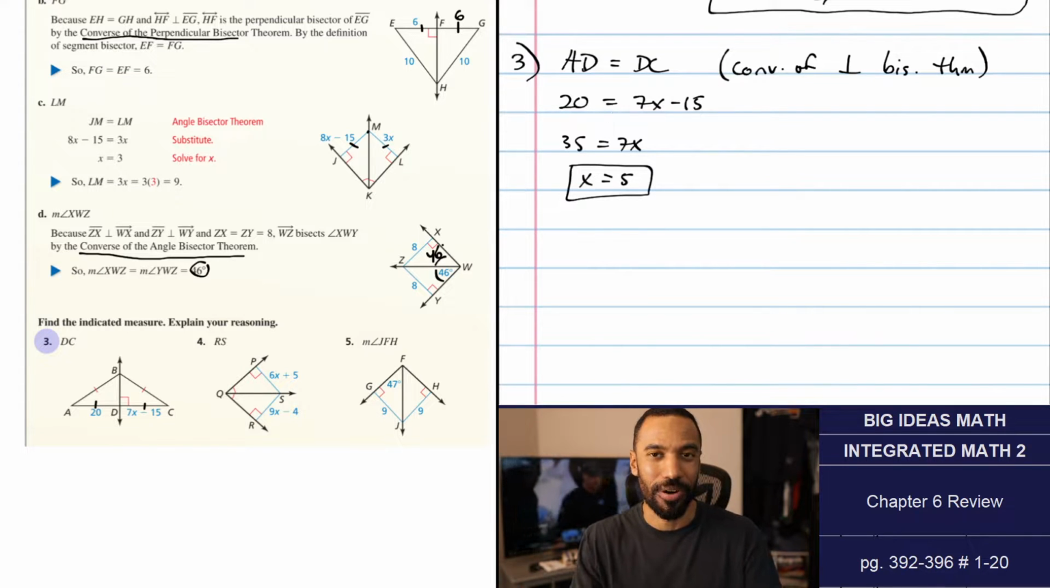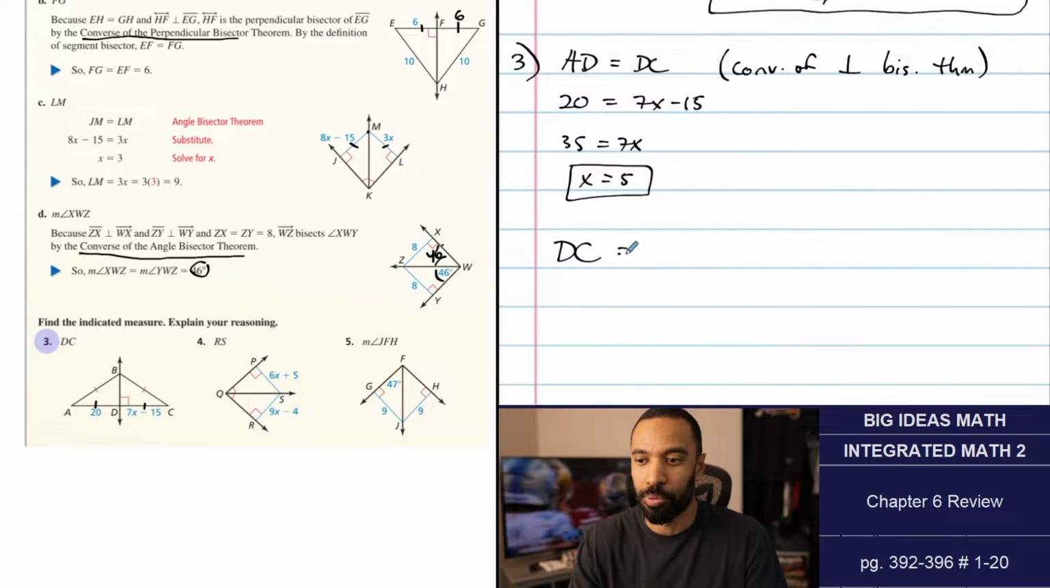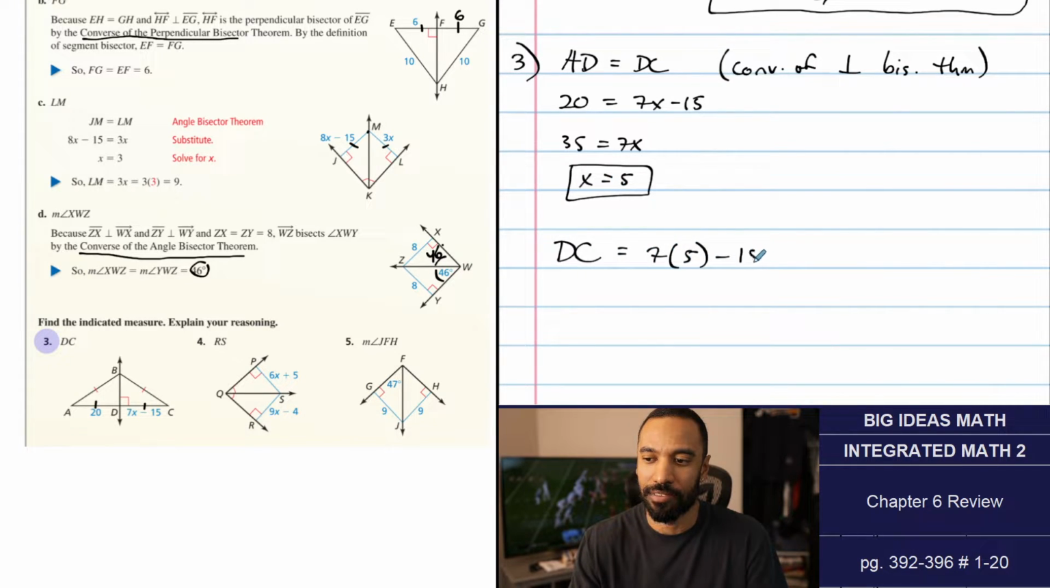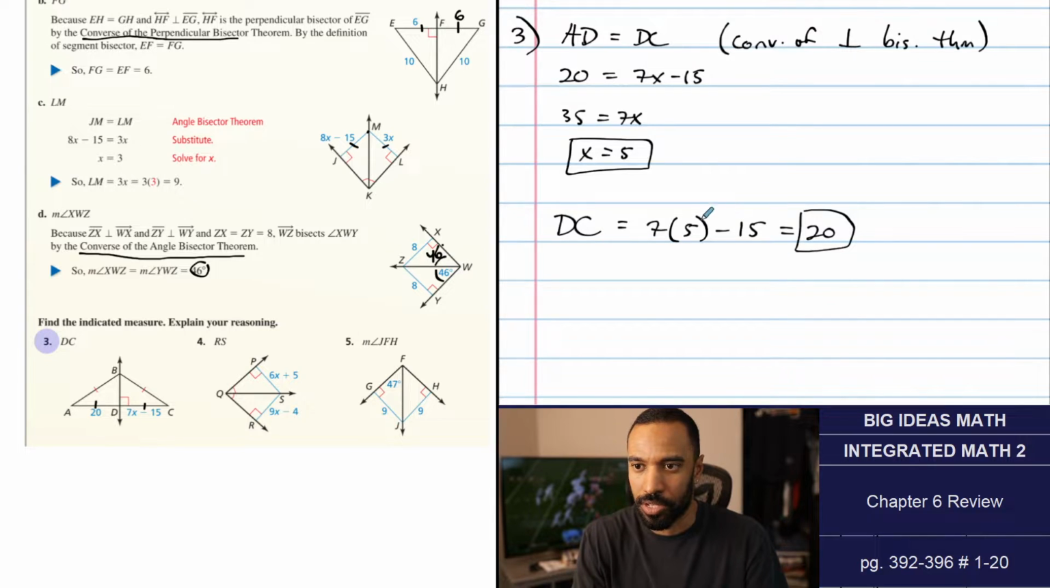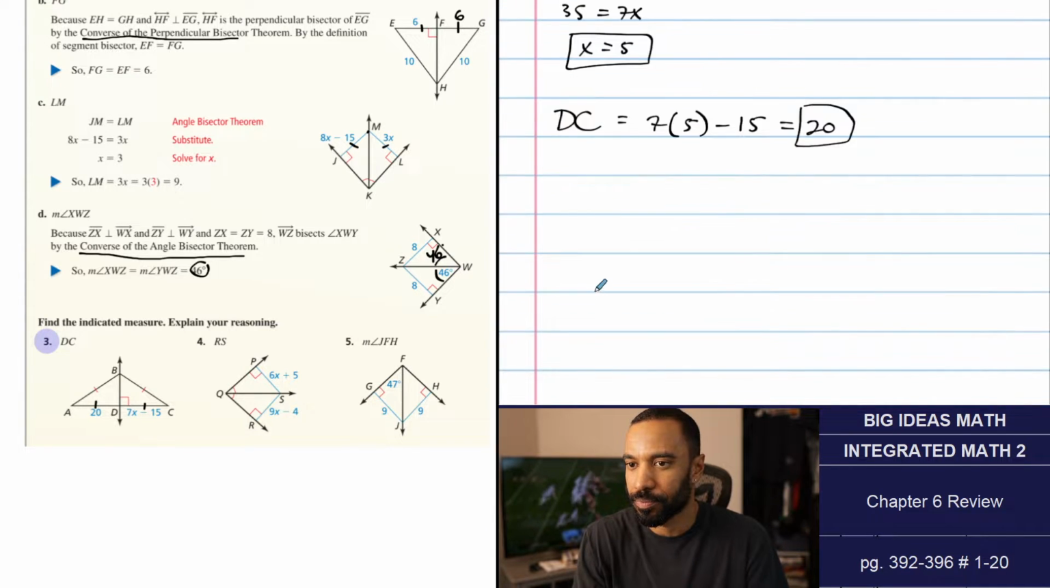Maybe I should have looked at the problem first. Because, listen, they're going to be the same thing. But I guess we're proving our point that this is going to work. 7 times 5 is 35. 35 minus 15 is 20. It's going to be the same as AD. I literally didn't have to do anything because they gave us a full expression for AD.